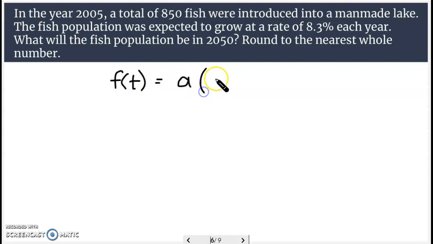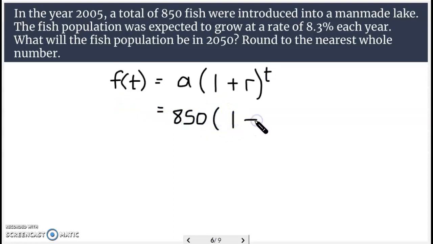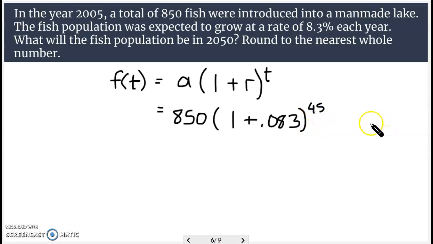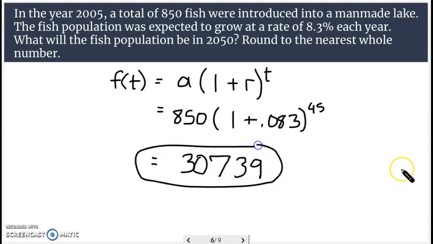Initial amount, 1 plus rate raised to the t power. All right, so initial amount was 850, 1 plus 0.083, that's 8.3% as a decimal, raised to the 45th power, because from 2005 to 2050, that's a span of 45 years. All right, plugging that in the calculator, rounding to the nearest whole number, 30,739 fish. So for 45 years, yep, that grows quite a lot.